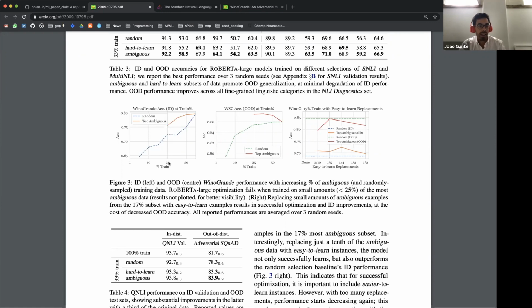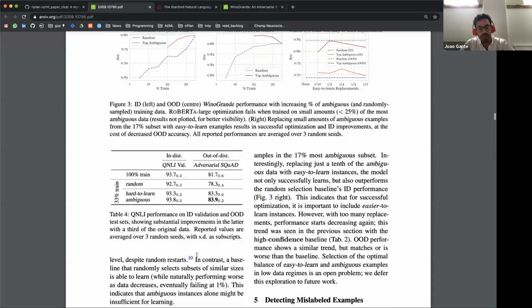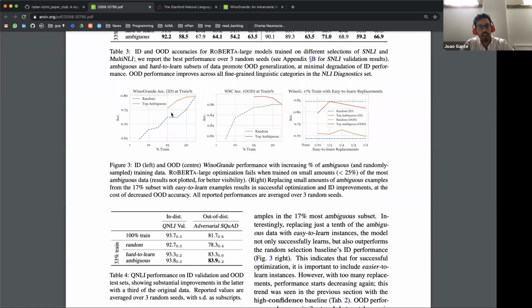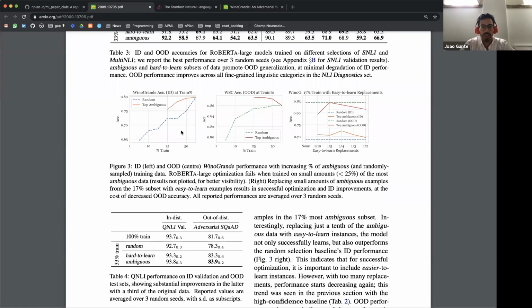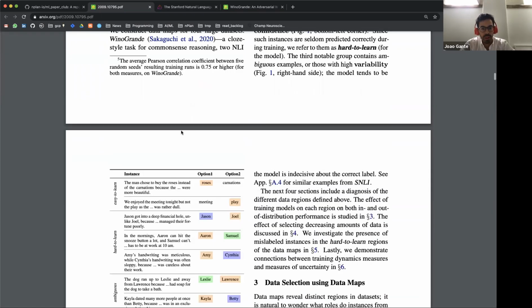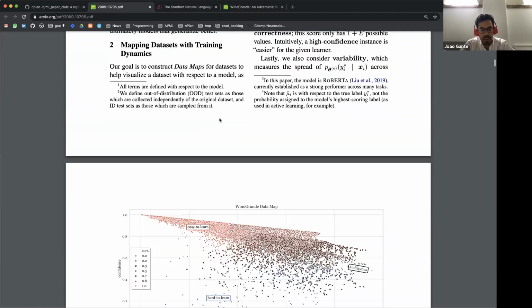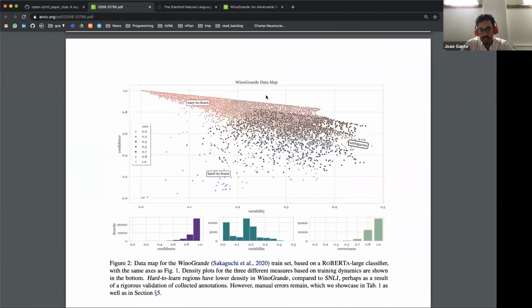But why? Why do we need 25% of top ambiguous samples and not 15%? What is going on? What is the difference? And in the text, they theorize that when you start having many top ambiguous samples, you will also capture some samples from, let me get them up on screen. You start gathering samples from this region, from the easy to learn region.